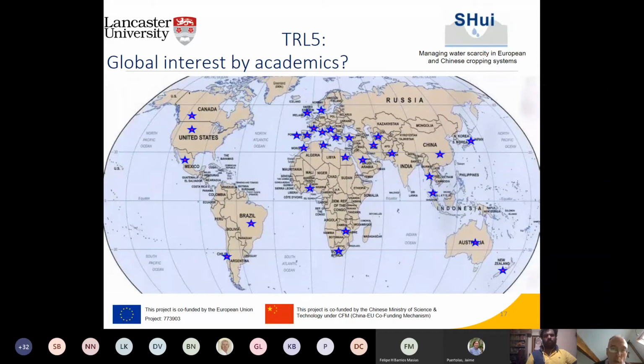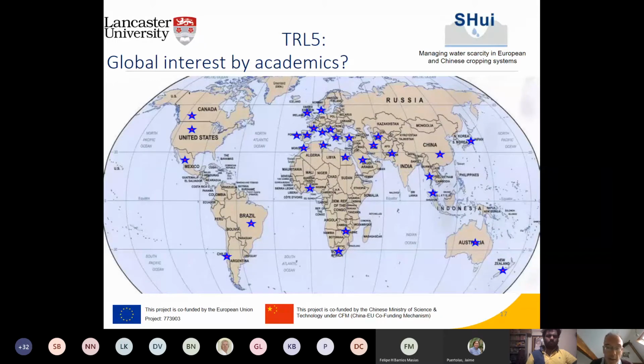I mentioned that partial root zone drying has been applied in the field by scientists throughout the world. And each one of these stars represents a country where I've managed to track down a paper that has actually applied partial root zone drying in the field.